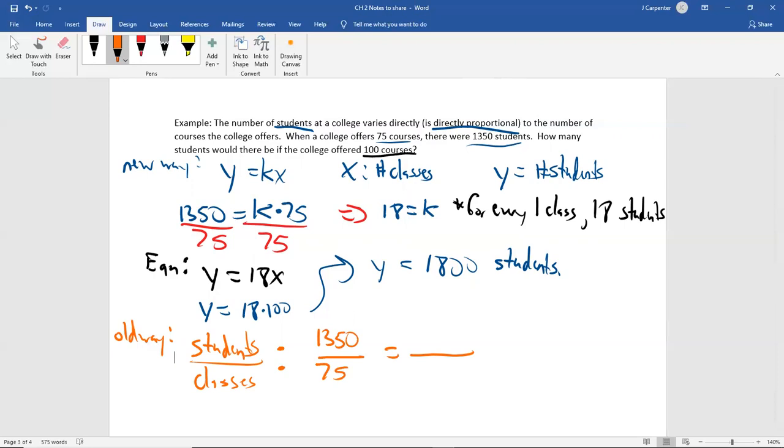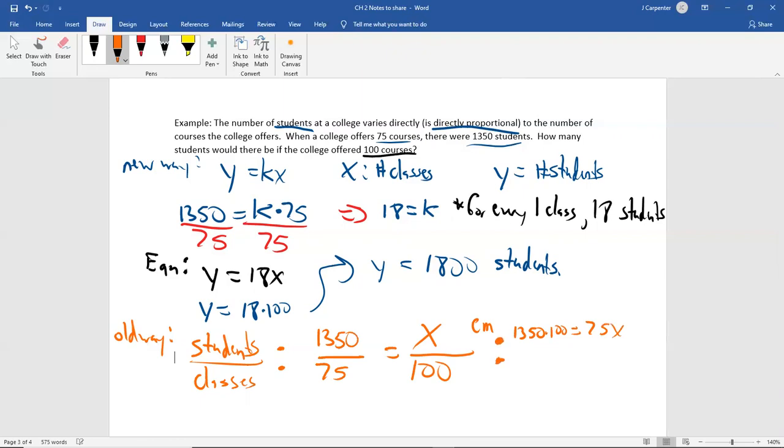How many students would there be when the college offers 100 courses? So top or bottom, where's the 100 go? What's classes? So bottom. The number of students is unknown, so you can call it whatever letter you like. I call it X. You're going to cross multiply, and you'll get 1350 times 100 is equal to 75X.